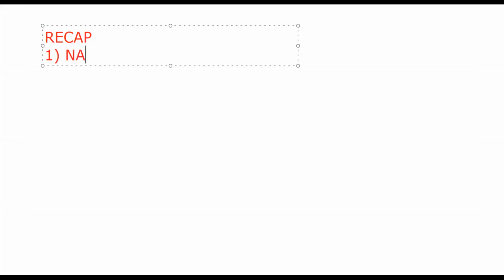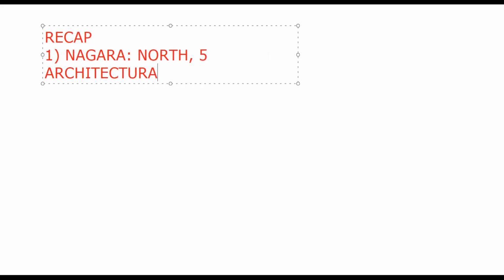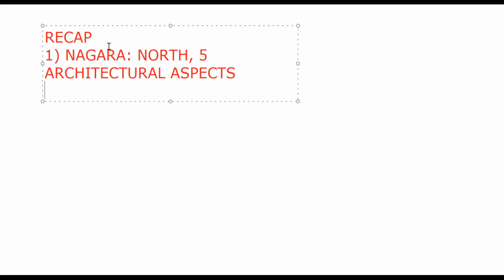The recapitulation, I'm putting it in red color. The first recapitulation is of the Nagara style. Nagara style is only found in the north. I'm first writing Nagara. It is mostly found in the north region, and it has 5 types of architectural aspects. Then you have the second thing, the Dravida style. In this we have a different type of gateway from the Nagara. So we can write that the gateway is different from every other style.